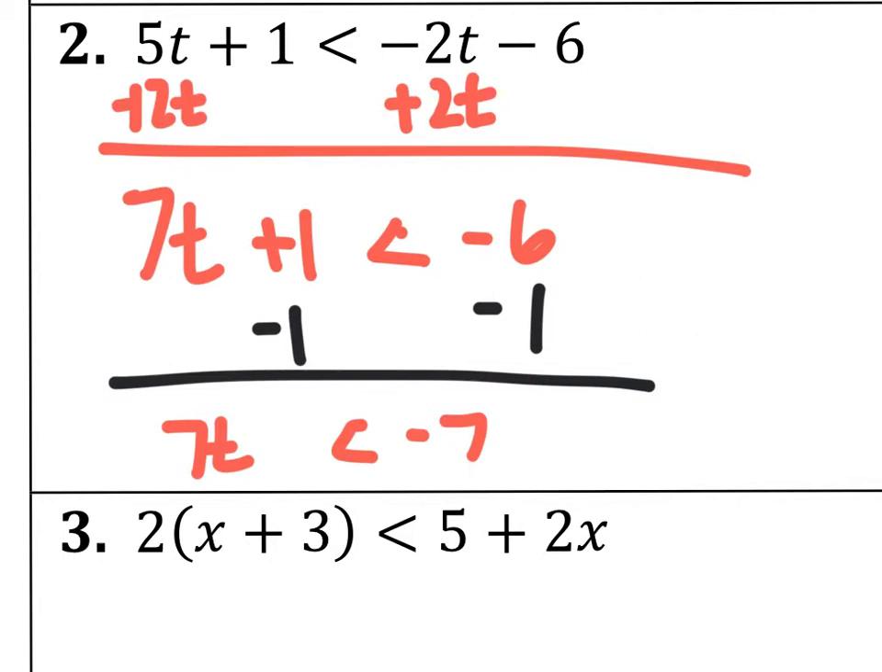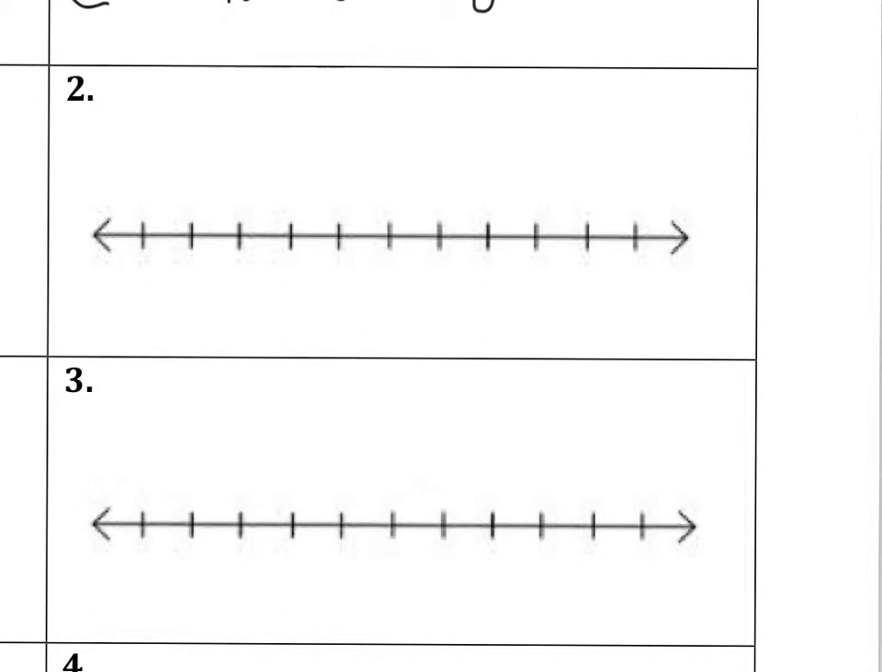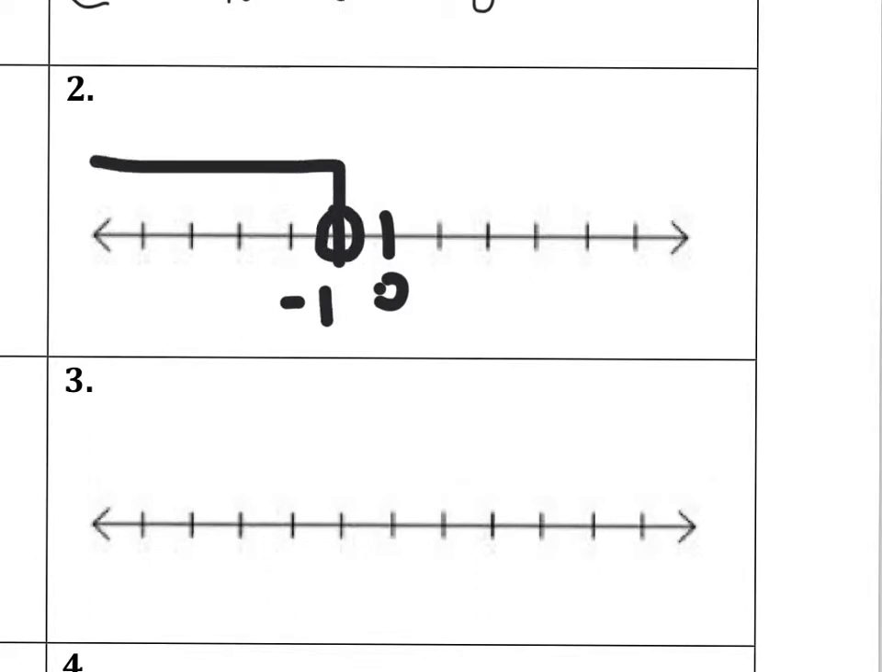And then finally divide by negative 7. And then our final answer is going to be t is less than negative 1. So then we're going to go graph this. We'll put 0 right here in the middle. And then negative 1 is this way. And we're going to draw a less than because it's going less than.